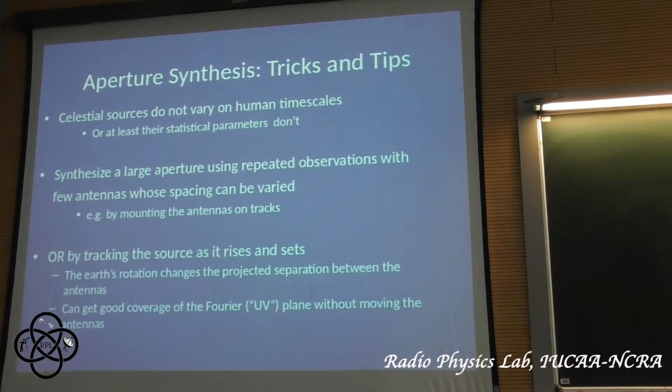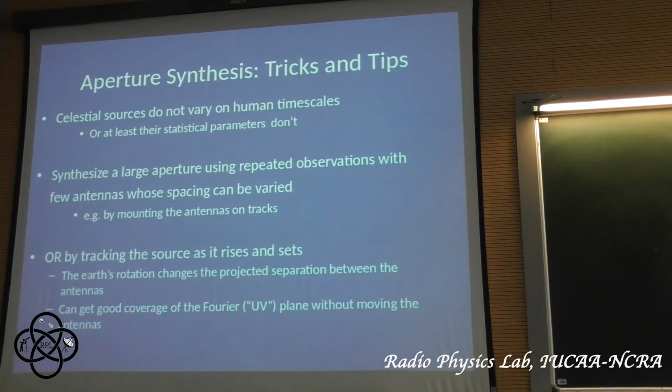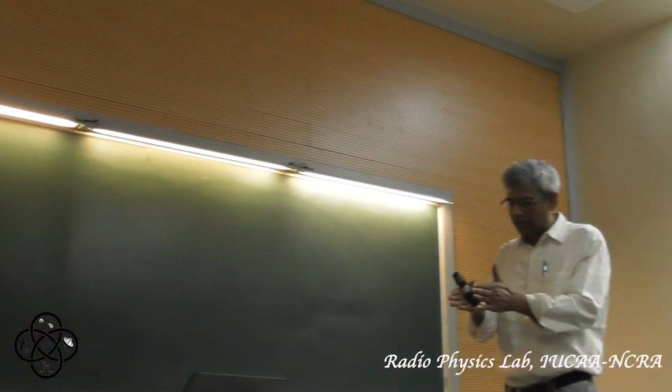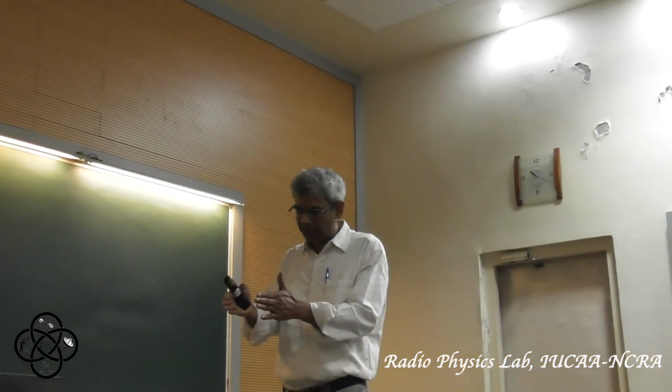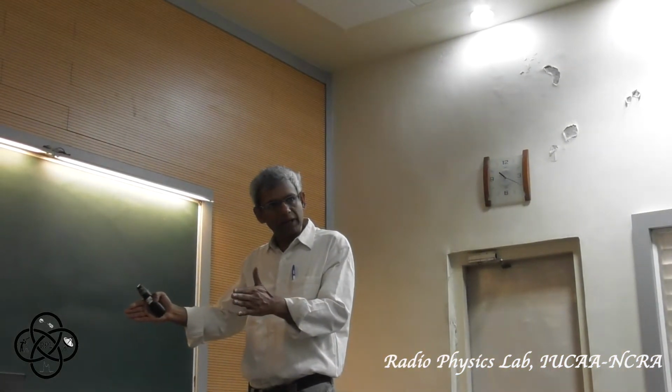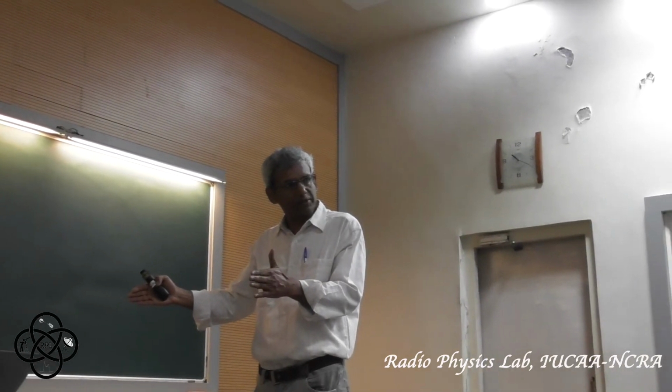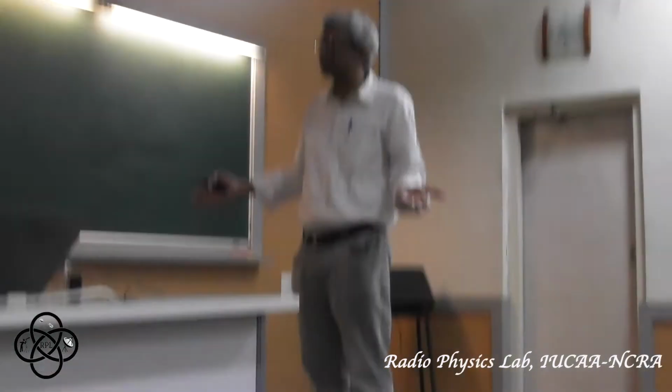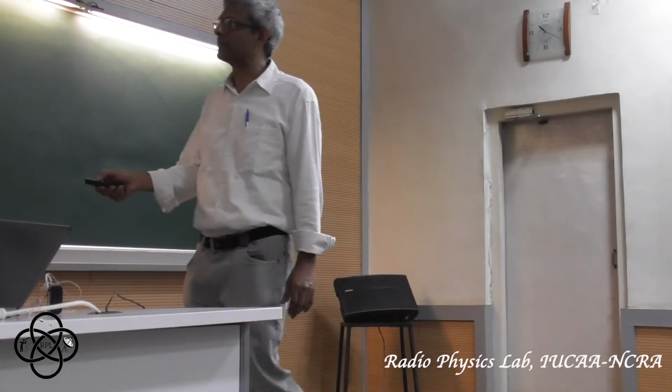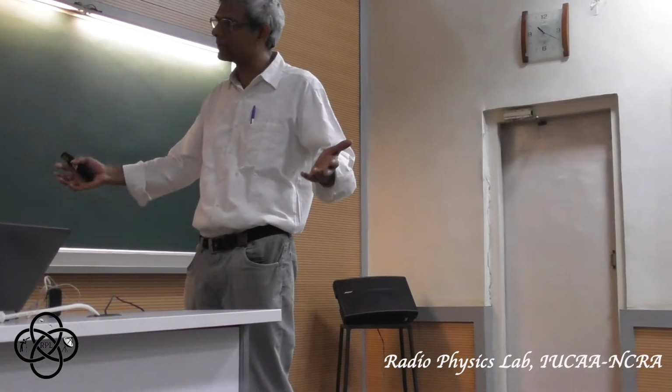There are various other tricks you could play to get good images. The first one is that the sources that we are looking at simply don't vary on human time scales. Most of them don't vary on time scales of years and maybe even hundreds of years. At least their statistical parameters don't, which is what we are interested in. So you could synthesize a large aperture with only two antennas at one extreme. If they were movable, I could put them at different separations and make these measurements. It might take me years, but I can put them all together because the source has stayed steady through all of this. So for example, by mounting the antennas on tracks, I can do this and get an image.